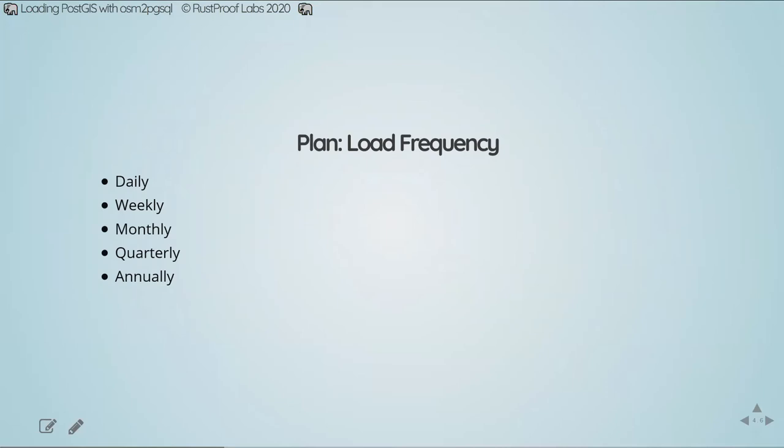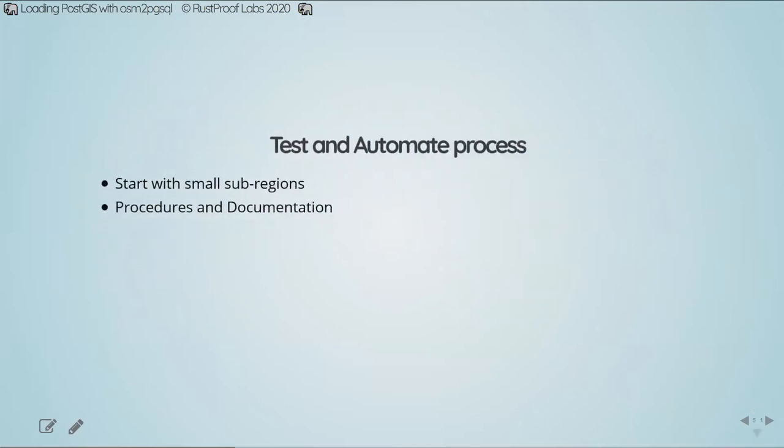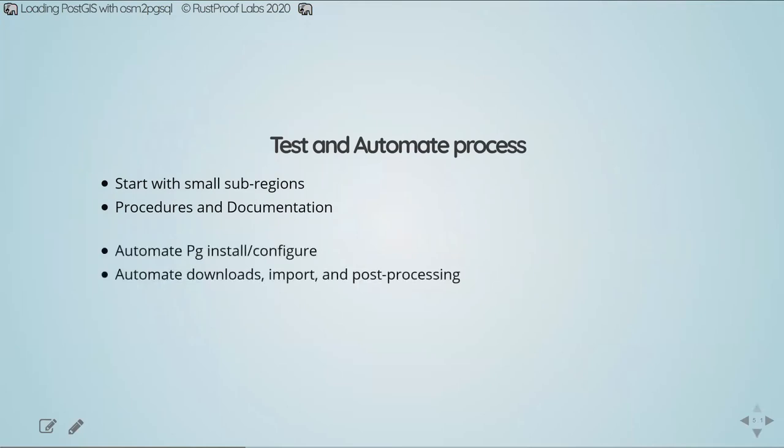But depending on how often you want to load the data, you'll want to change how much you automate and how much you document. I love automating things. This is a long-running, heavy process, and I believe automation is a very good thing here. And when you're getting started on this, start with a small area. These processes take a while to run, and failures an hour into the process are quite frustrating. So if you start with a small area, you can really get your automation and/or your documentation worked out to be pretty accurate, and then you can scale up from there.